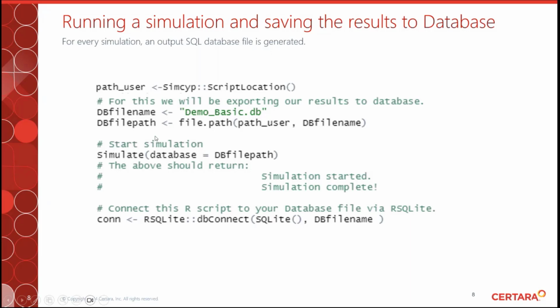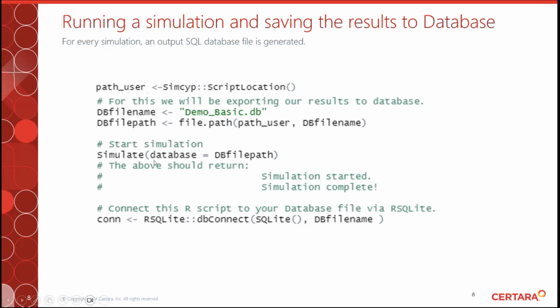Once you've done that, this example is just showing me mentioning the database file name that I wish to create. In this example, I'm going to create a database file that I'm going to call demo_basic.db. And then finally, I'm creating an object where I'm going to store the database file path.